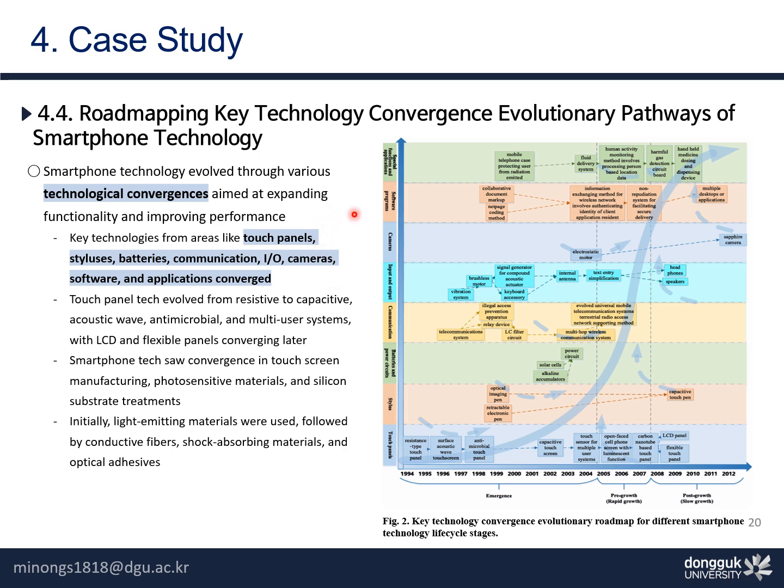Smartphone technology evolved through convergences in touch panels, batteries, communication, cameras, and software. Touch panel tech progressed from resistive to capacitive, acoustic wave, and flexible systems. Convergence occurred in screen manufacturing, photosensitive materials, and silicon treatments, transitioning from light-emitting materials to conductive fibers, shock-absorbing materials, and optical adhesive.